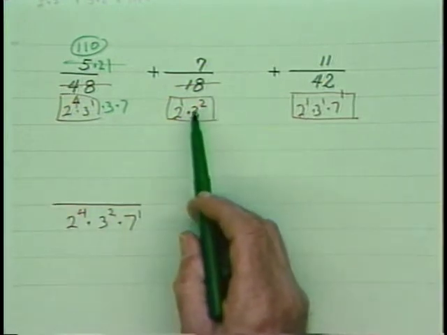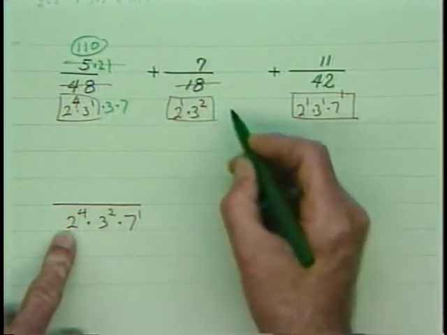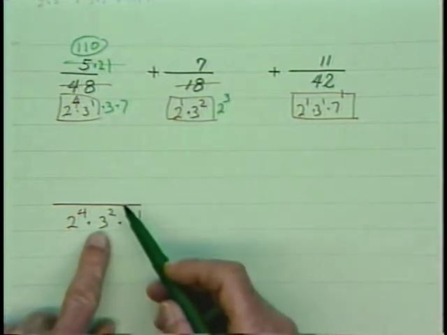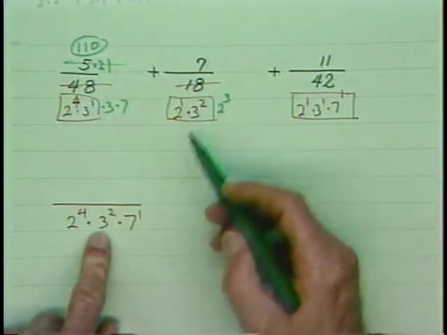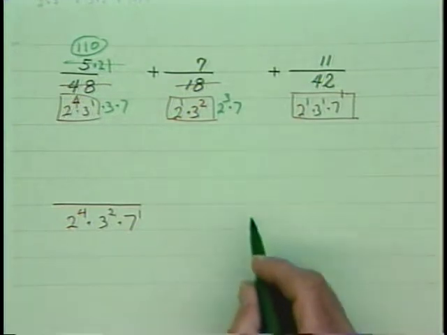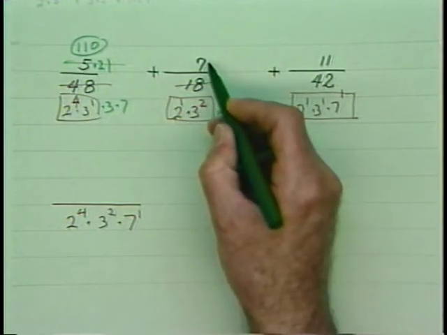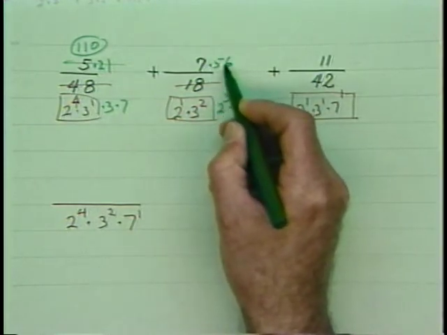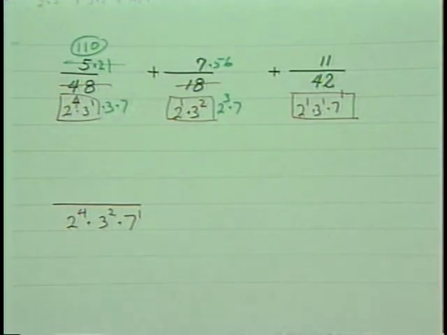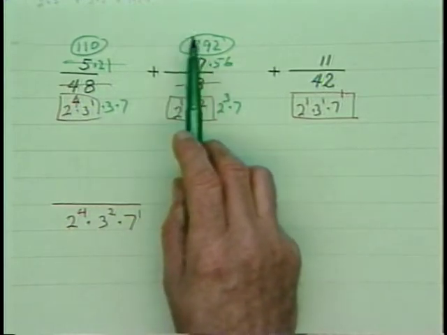Now I want to build this to look like this, so I need 4 2's. I only have 1, so I need 3 more. I want 2 3's, I've got them. I want 1 7, so I give it to myself. And 2 to the 3rd is 8, times 7 is 56. So the top becomes 7 times 56, or 392. See, it takes a bit of arithmetic here, but the principle is simple enough.